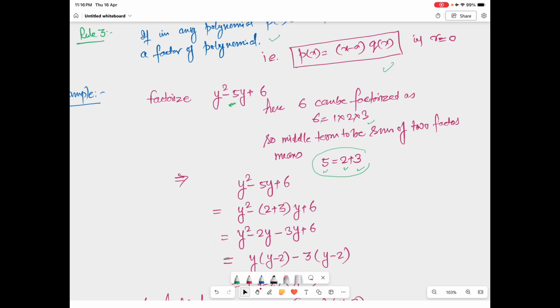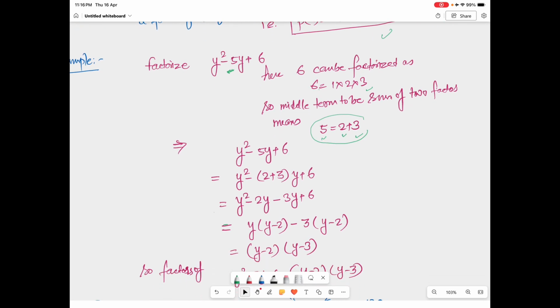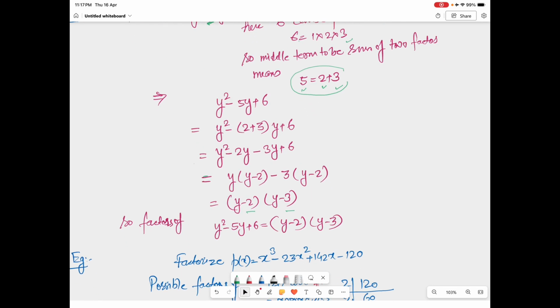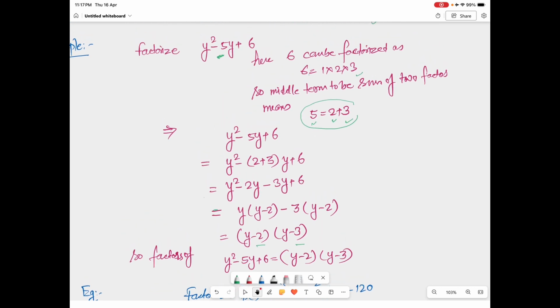and then I have substituted the value of 5 as 2 plus 3 into y plus 6, and then solved it: y square minus 2y minus 3y plus 6, and then taken y as common, so y minus 2, and in the second part I have taken 3 as common, so I will get y minus 2. So in these two terms y minus 2 is common, which I have taken, and the next term is y minus 3. So this is how we got the factorization of a quadratic polynomial.